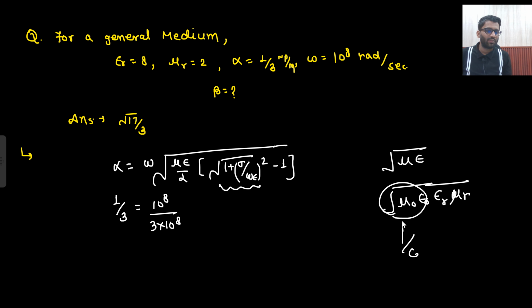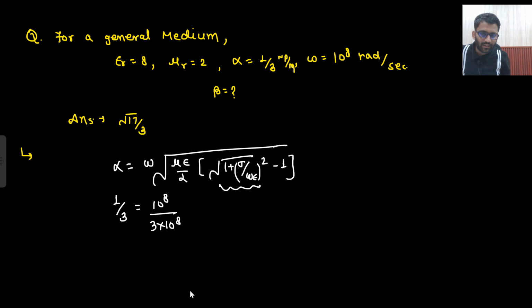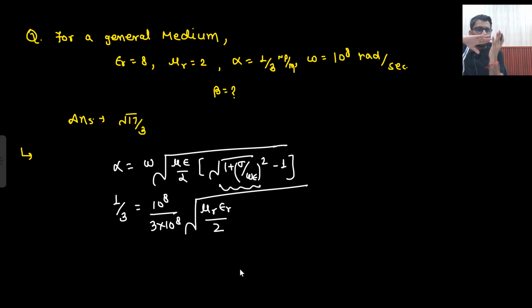I don't want to put those complex values, 4 pi into 10 to the power minus 7, or 3, or 8.85 into 10 to the power minus 12. I know the value of this expression; that is 1 by c. So directly I took that outward. So inside the under root, what are you getting? Mu r epsilon r divided by 2. Are you getting this point? Mu naught epsilon naught under root I have taken out, so that is 1 by c. So this is what I am having inside.